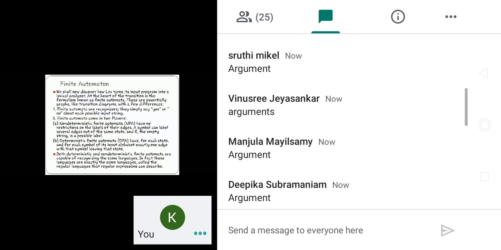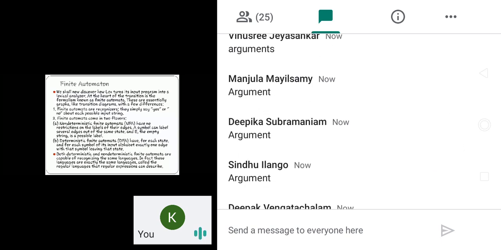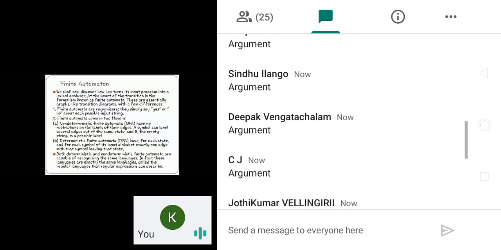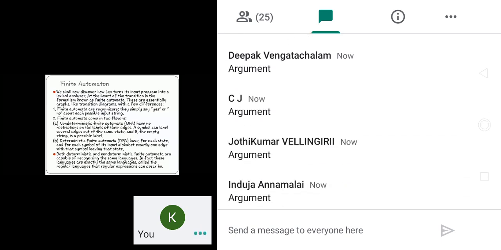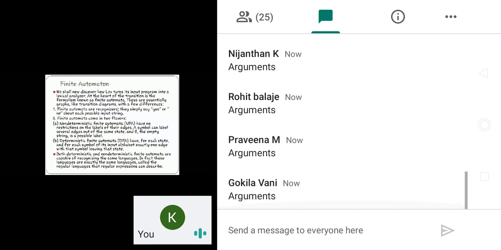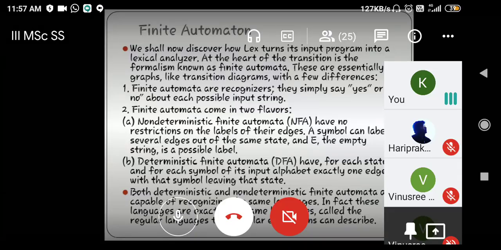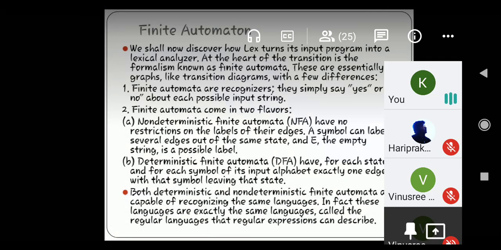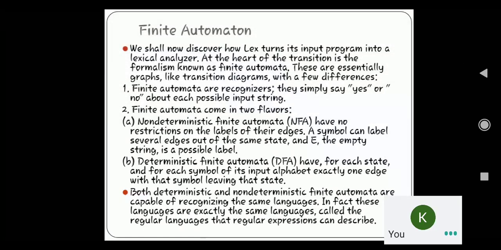Shruti, and then Vinusri, Manjula, Deepika, Sindhu, Deepak, Cyril, Jyoti, Jyotikmar, Induja, Nijantan, Rohit Balaji, Pravina, Goiklavani, Mohan Prasad. Most of you have answered it very correctly. So that's the right answer: the other name for parameter is arguments. The answer is very exact.